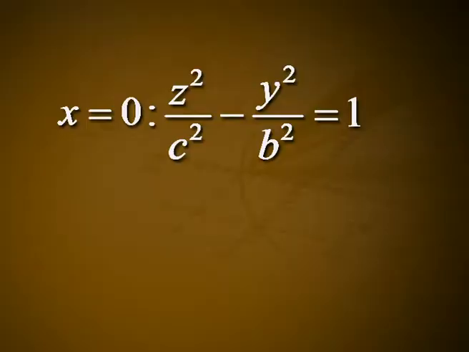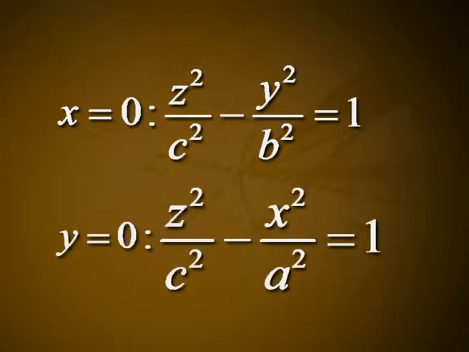In fact, for a horizontal plane to intersect the surface, we must have mod z greater than or equal to c. The hyperbolic sections x is equal to 0, z squared by c squared minus y squared by b squared is equal to 1, and y is equal to 0, z squared by c squared minus x squared by a squared is equal to 1, have their vertices and foci on the z axis. The surface is separated into two portions, one above the plane z is equal to c and the other below the plane z is equal to minus c. This accounts for the name hyperboloid of two sheets.